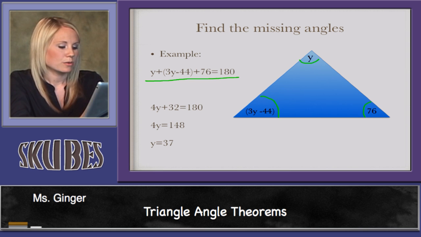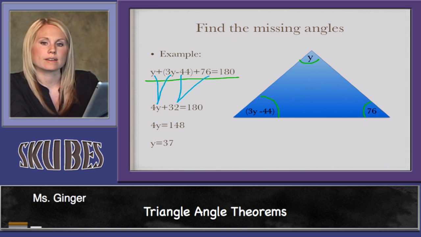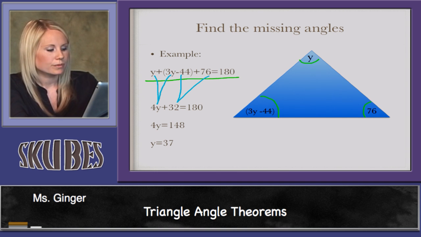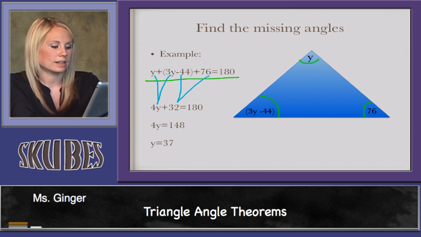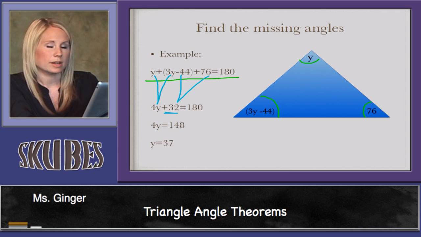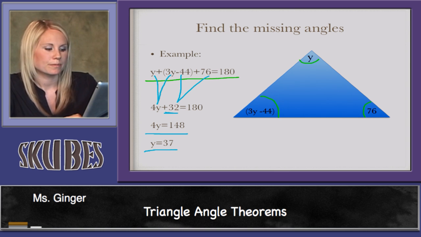So doing that, I'm going to take my like terms here, the y and the 3y, that becomes 4y. And then some more like terms here, negative 44 plus 76, and that becomes 32. And simplify a little bit so I can get this y by itself. Going to want to move this 32 using my solving steps by subtracting, and then we'll come out with 4y equals 148. Dividing by 4, we will have y equals 37.